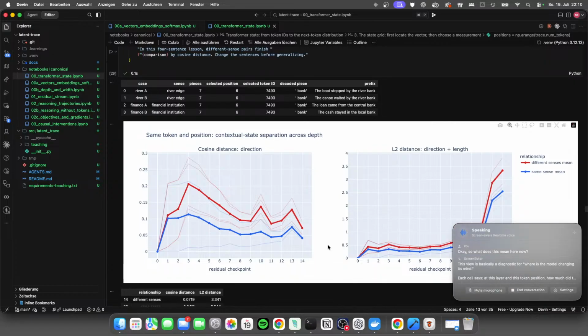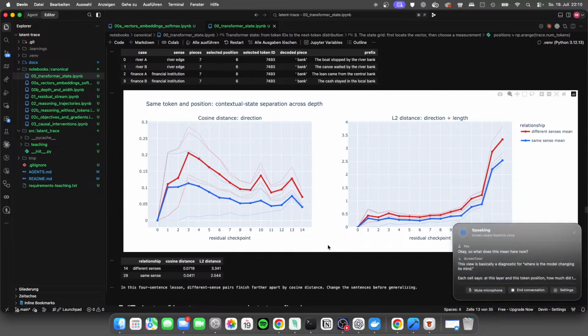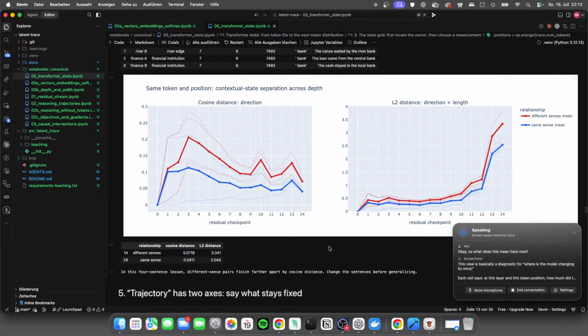This view is basically a diagnostic for where the model changes its mind. Each cell says, at this layer and this token position, how much did the newest block rotate the state vector? Big rotation means that position's representation got a strong update. Small rotation means it was left mostly as is. So it's not directly about choosing a token.